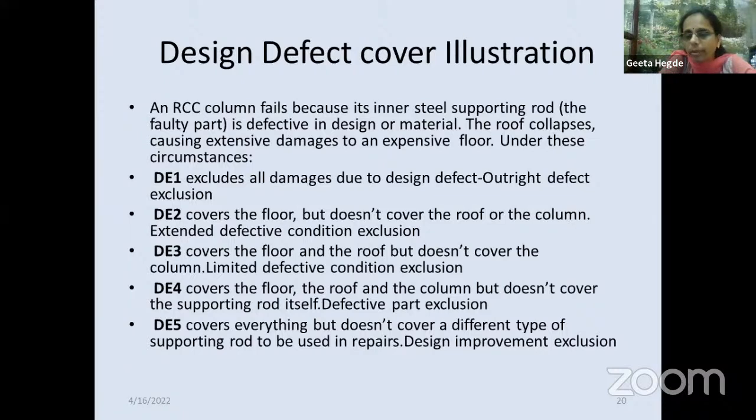DE2 covers the floor because it is the most unconnected or distant part, but doesn't cover the roof or the column. DE3 will cover the floor and the roof, but will not cover the column. DE4 will cover the floor, the roof and the column, but will not cover the supporting rod itself, which is a defective part. So the defective part gets completely excluded, but everything else other than the defective part will get covered. So the column within which the rod was there is also getting covered, the floor and the roof.